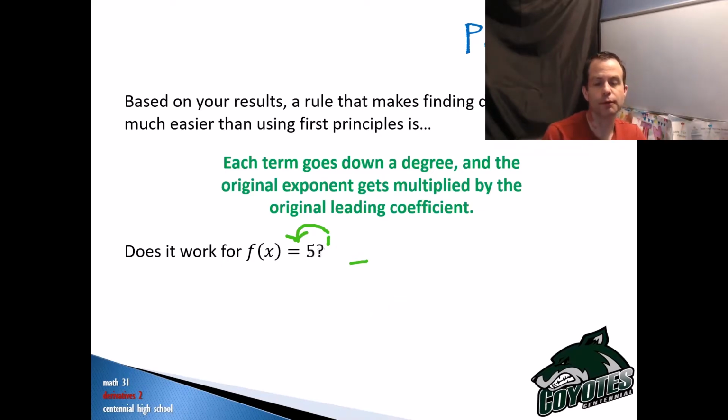Okay. What about for 5? The derivative there ends up being 0, for the exact same reason as the conversation we just had.